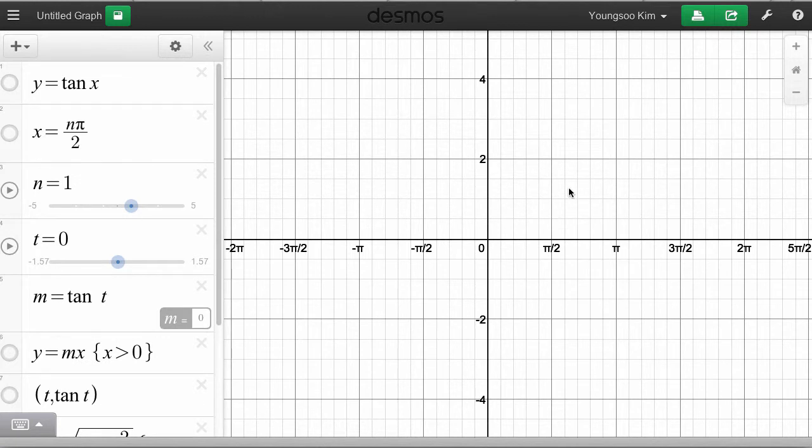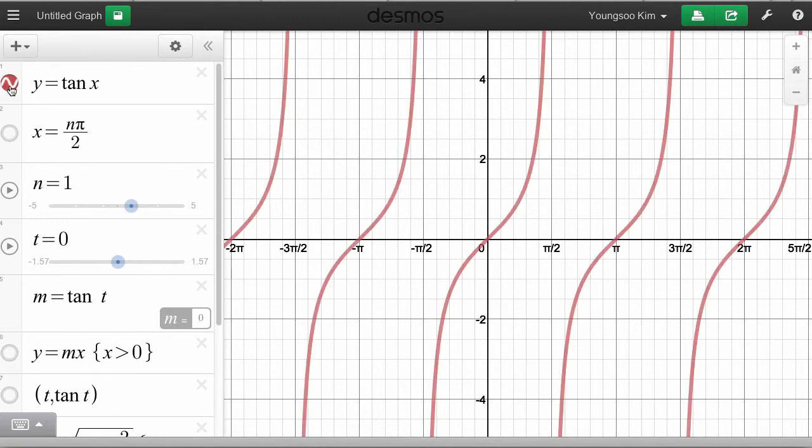Okay, now here is the graph paper, and we're going to draw the graph of the tangent function. So here's y equals tangent x. Let's turn it on. Okay, see the graph? This is the graph of the tangent function. As you can see, the graph has a pattern. The same shape repeats, so we can see that the tangent function is periodic.